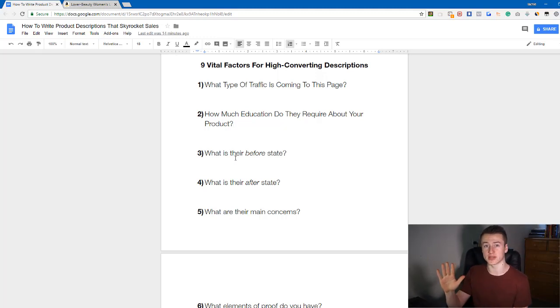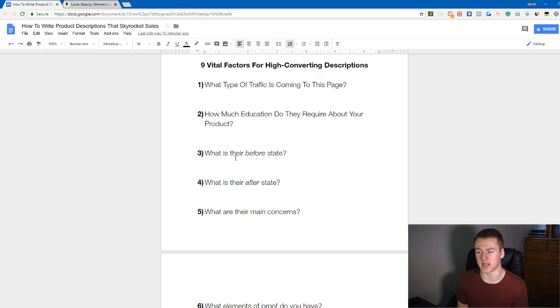So picture somebody right here in their before state. Let's just say it's a fat loss pill that you're selling. Somebody in their before state is overweight, they feel insecure, they don't feel happy about themselves, they don't like the shirt that they put on, it doesn't fit well, stuff like that. Where they are right now in terms of their life. And what is their after state? This is what you need to connect to your product.